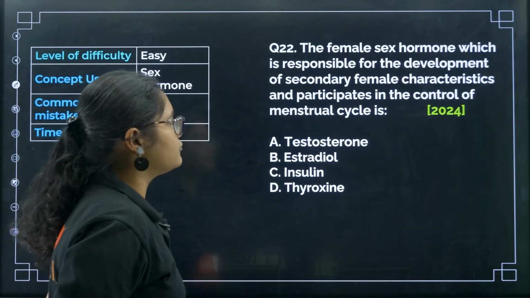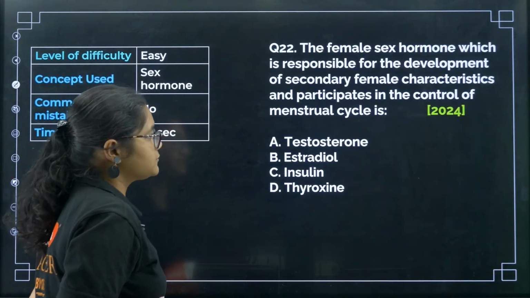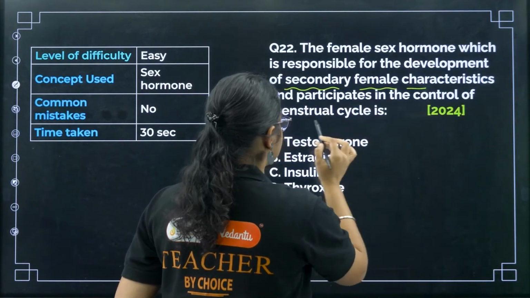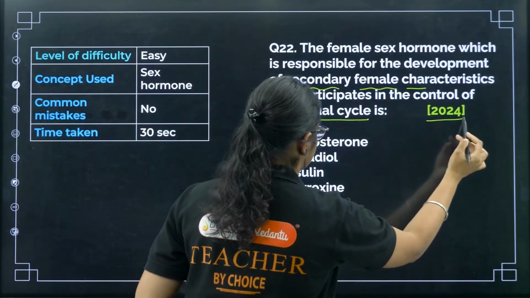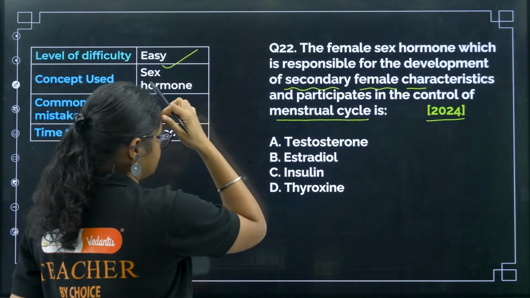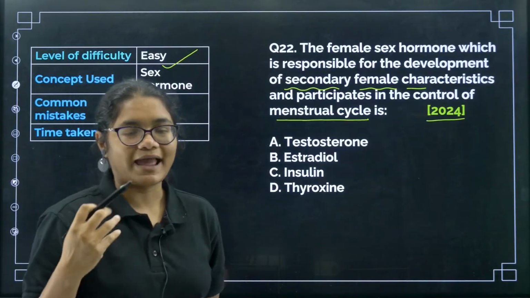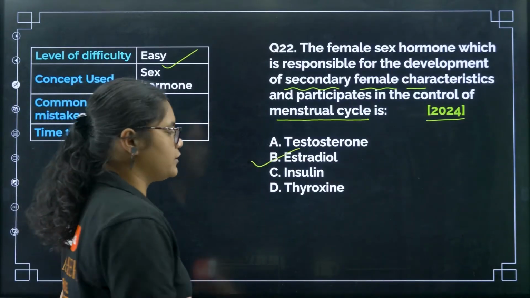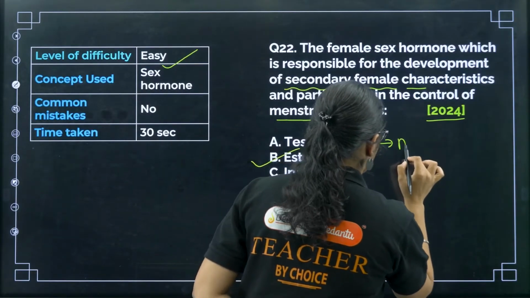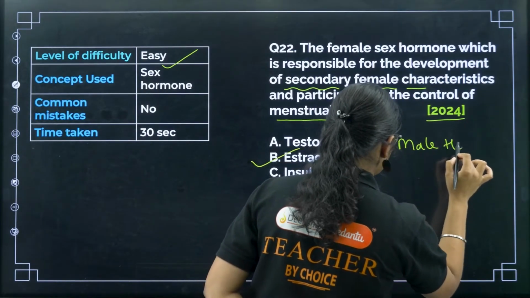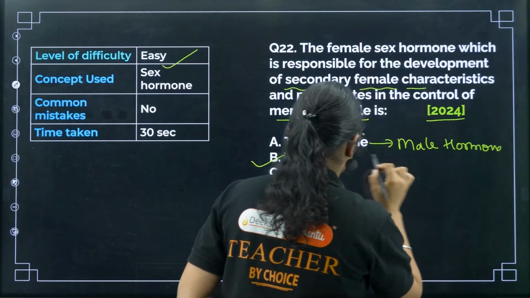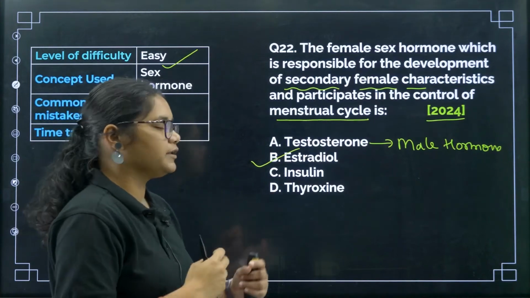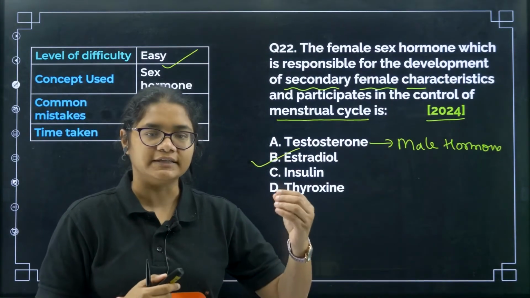Next, coming to the hormones, the female sex hormone which is responsible for the development of secondary female characters and participates in the control of menstrual cycle. This is a 2024 question, again a very easy question based on the female and male sex hormones that we have. So the correct answer here is estradiol. No, testosterone is your male hormone. This hormone is responsible for the secondary sexual characters in males, whereas estradiol is responsible for the characters in the females.